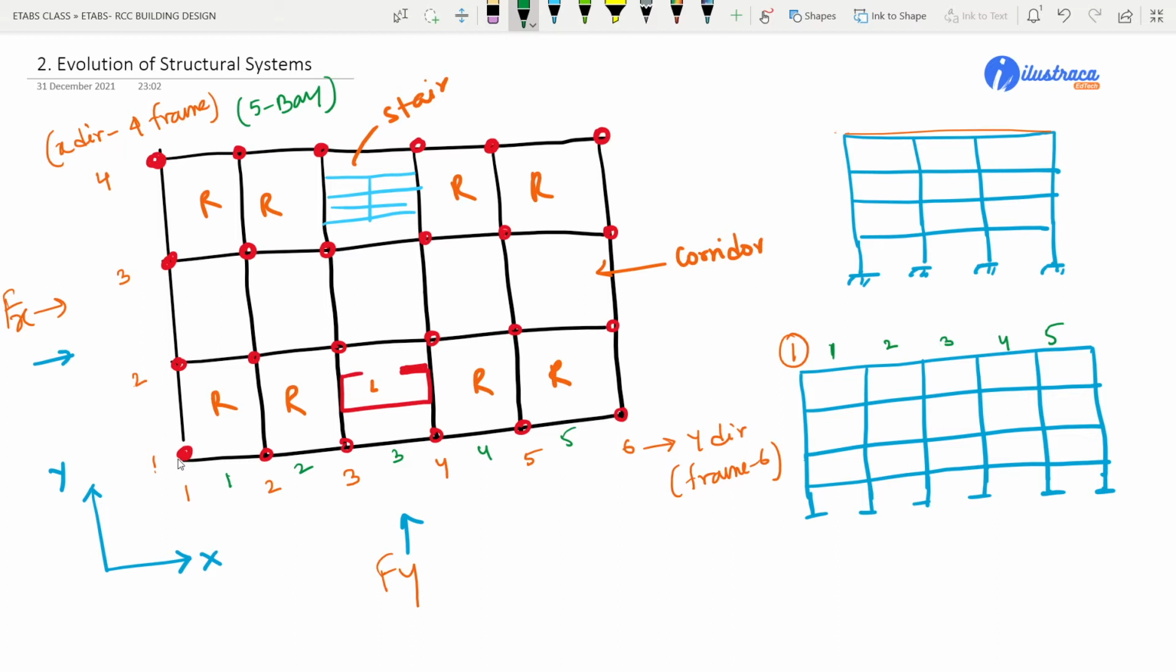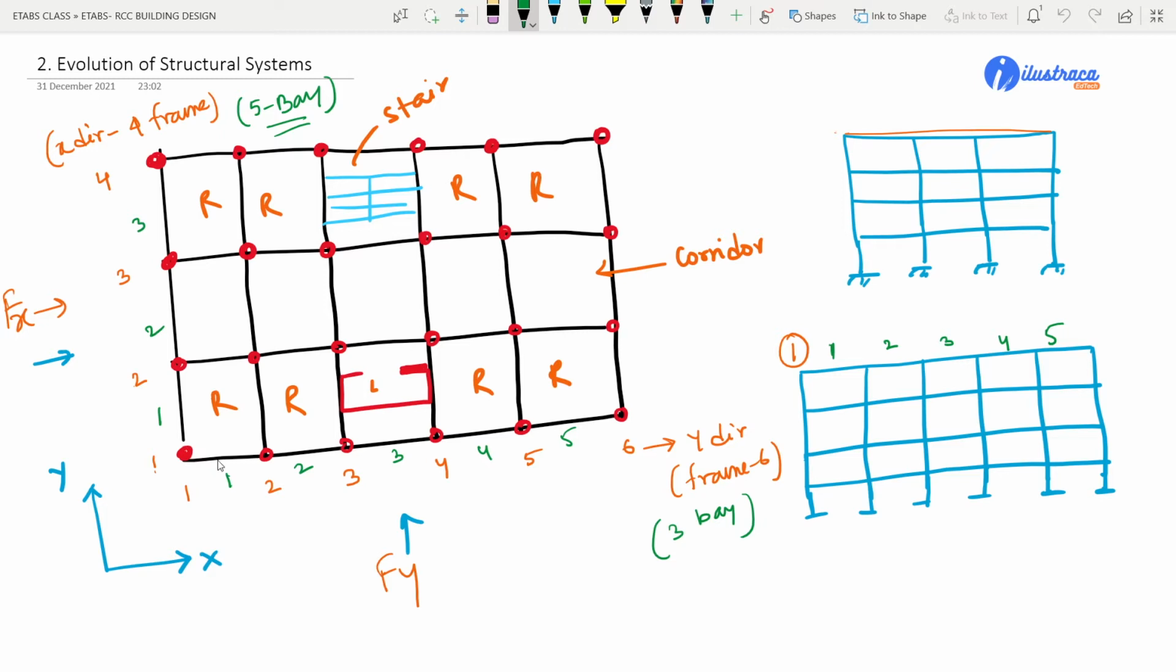And if I see along the y direction, how many bays do we have? Along the y direction we have 1, 2, 3 bays only. So 6 frames in the y direction but only 3 bays, and 4 frames in the x direction but 5 bays. It is pretty simple to understand, as we have a higher number of bays in the x direction.